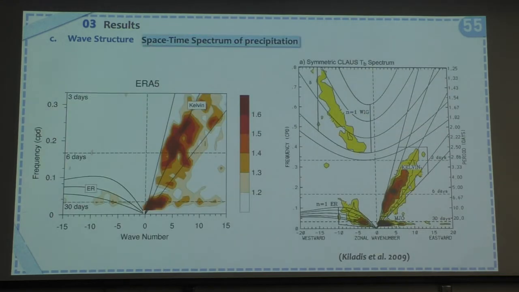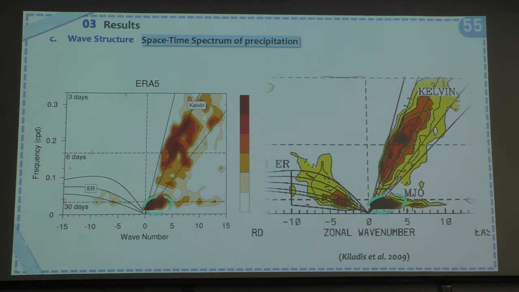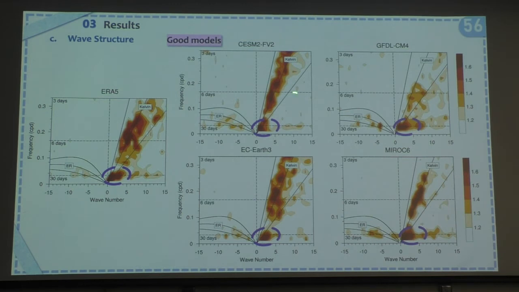We check again in the space-time spectra of precipitation. This figure shows the result in observation, and this figure is a reference from a previous study. They used brightness temperature. And you can see that the Andrew signal is over here like an envelope covering wave number 1 to 4. This figure shows a good model, and all good models can show the Andrew signal like an envelope with wave number 1 to 3 or 1 to 4.